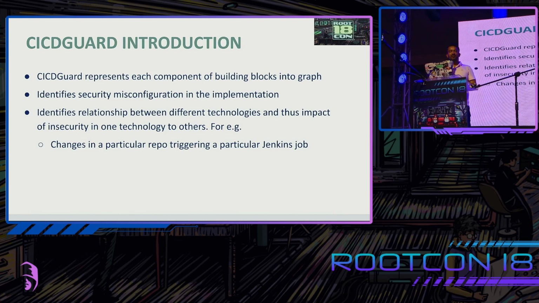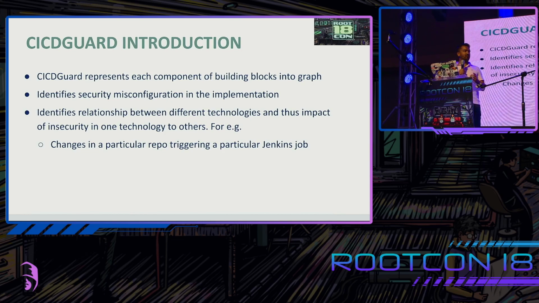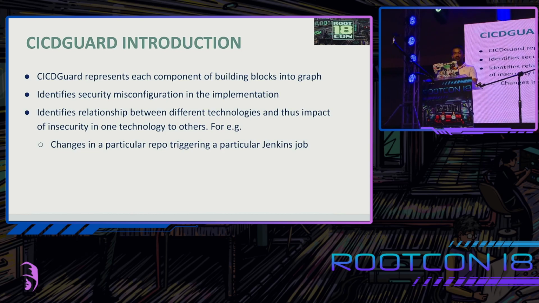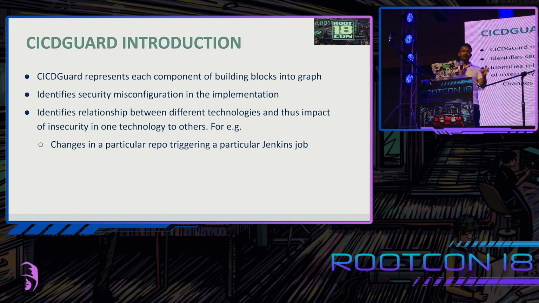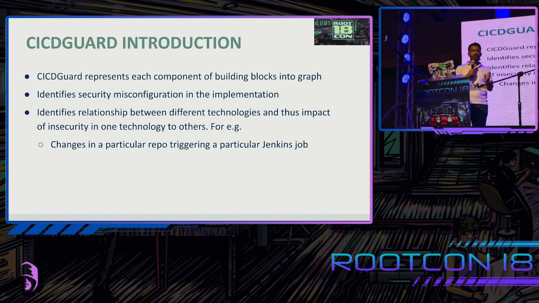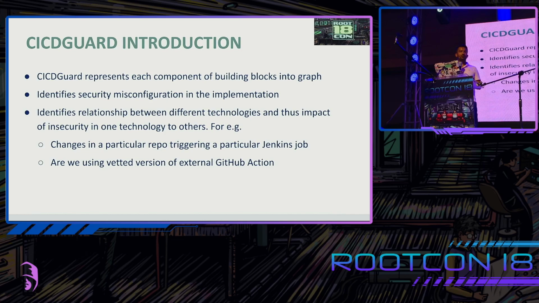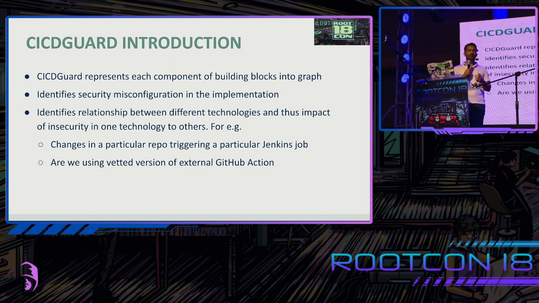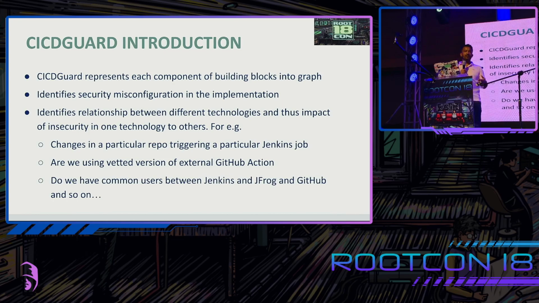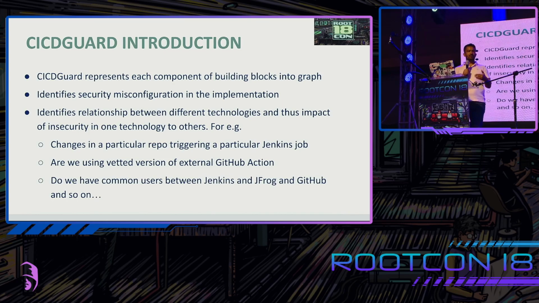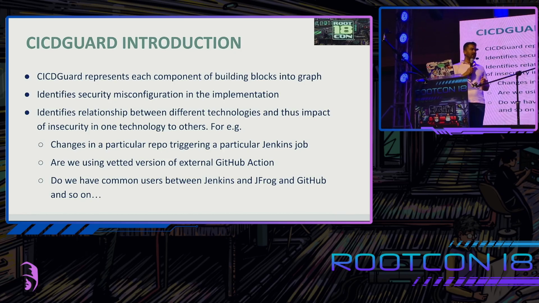So this relationship will also be captured in the CI/CD Guard, which is a relationship between Jenkins as a DevOps or CI piece and the SCM, which is GitHub. It will also try to identify how many versions of the GitHub Actions you are using, what their versions are, whether they have any known vulnerabilities, and so on and so forth. And then what kind of users we have across the platforms. These are just a few examples I have listed. We'll know more about it once we go to the demo piece.